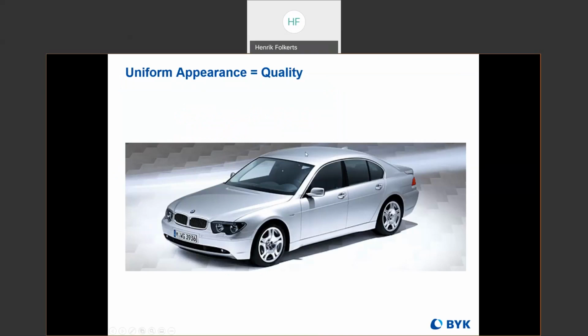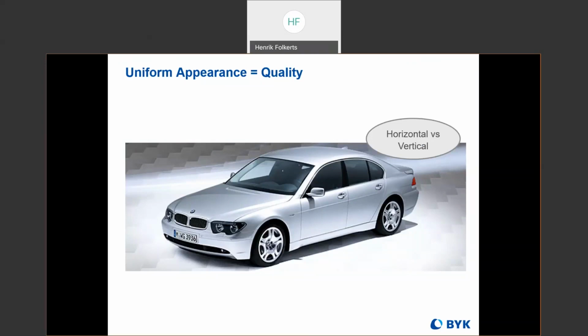So uniform appearance equals quality. It's very important for consumers to see a consistent appearance. That's going to make them want to buy something. They're going to associate that consistency with quality, and it's going to make them want to buy it and spend more money on it. So here are some things to think about when painting materials or products and how that can affect the appearance.